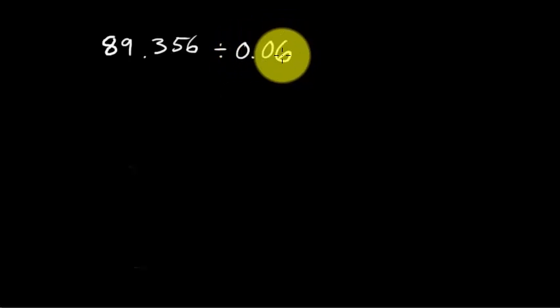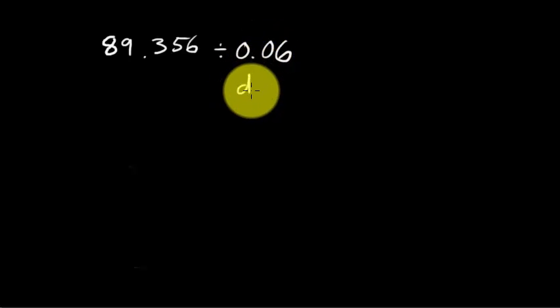Today we're going to look at the division of fractions. So let's begin with an example. 89.356 divided by 0.06. So what we have to do first is make our divisor a whole number. So just a couple of terms.